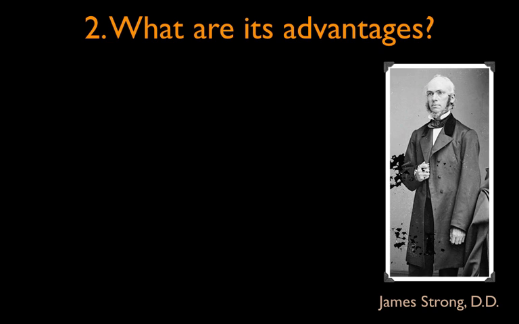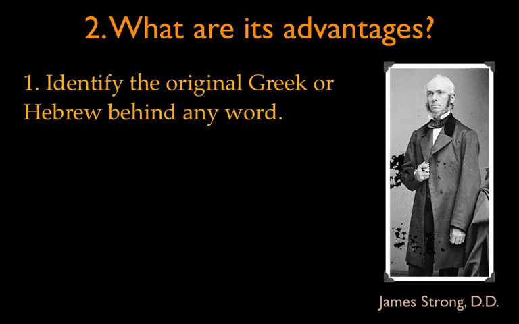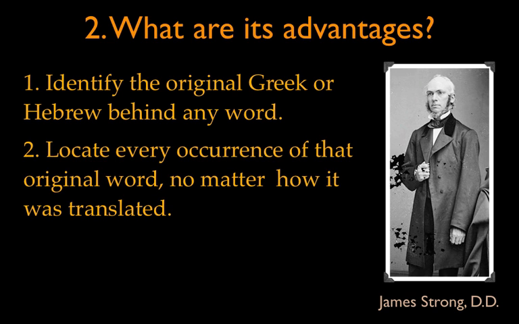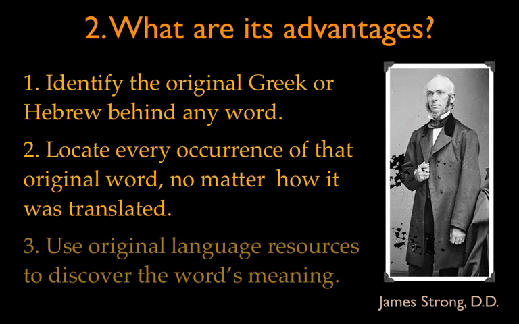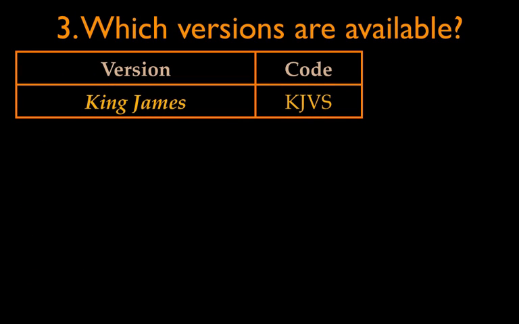What are its advantages? It allows English-only users to identify the original Greek or Hebrew behind any word, locate every occurrence of that original word no matter how it was translated, and use original language resources to discover that word's meaning. While originally only available for the King James, today this system has been revised and expanded to a number of different English translations.